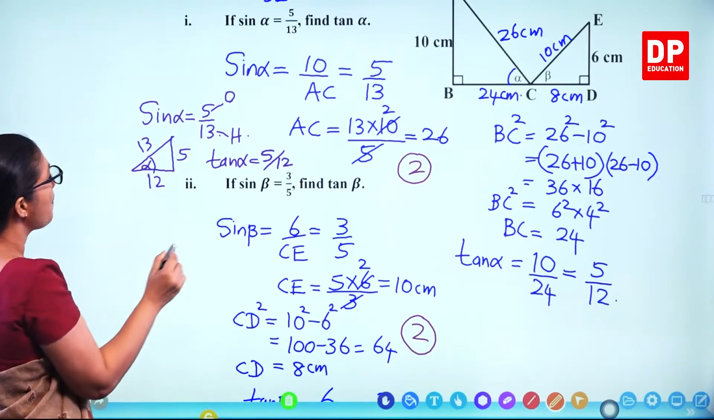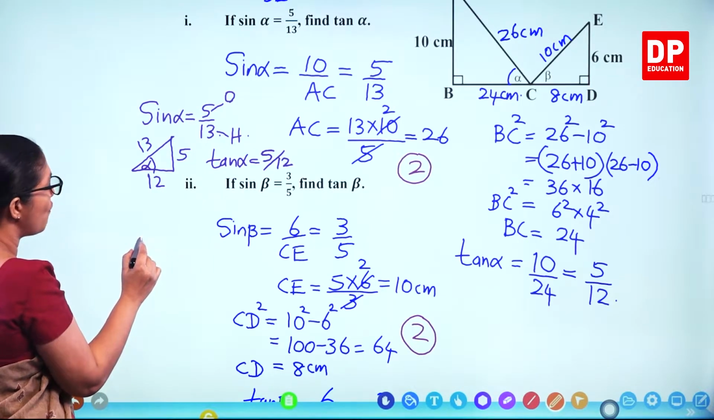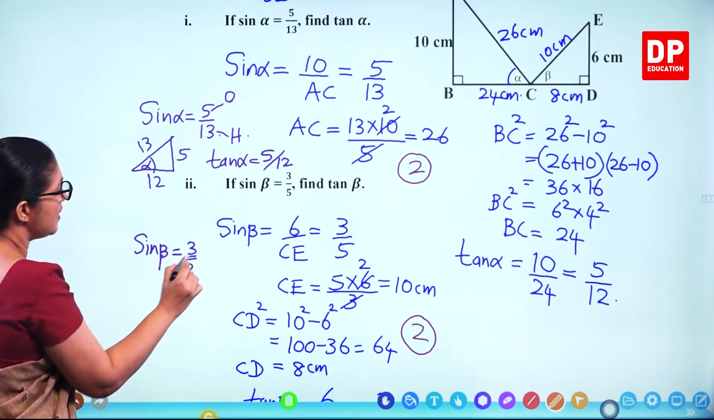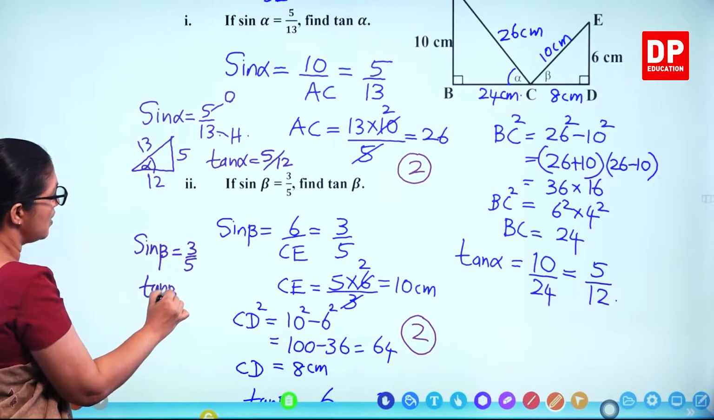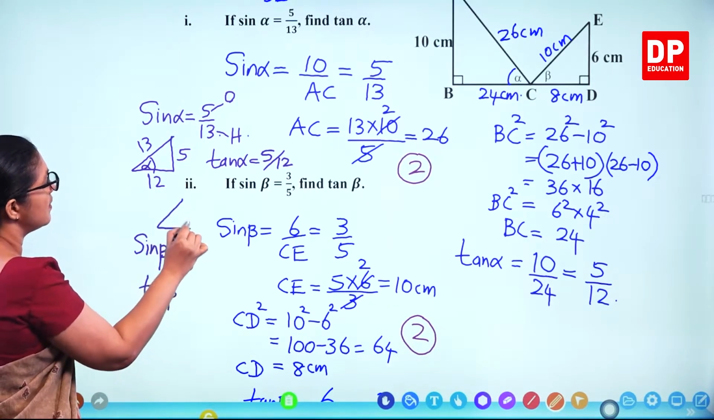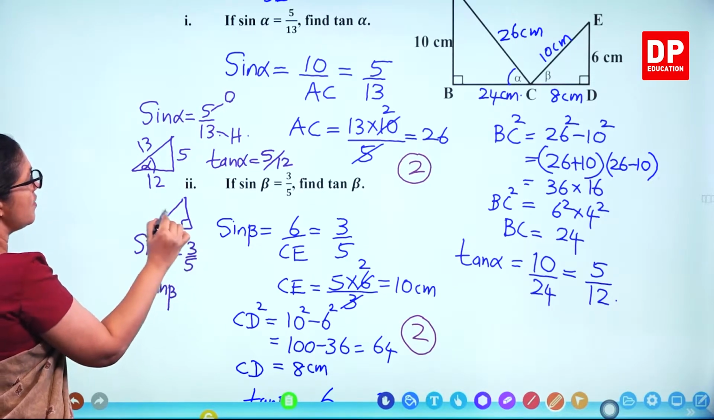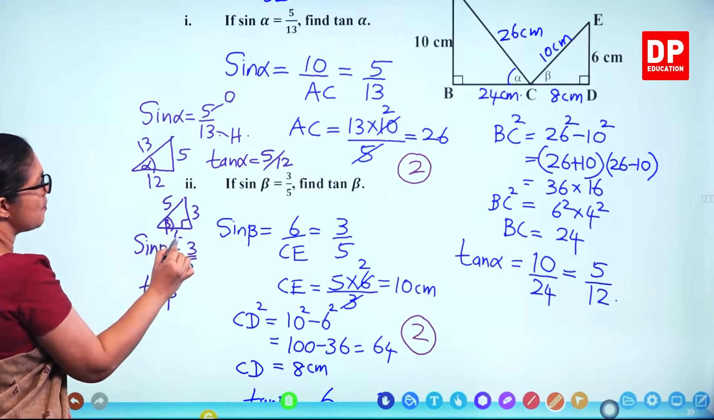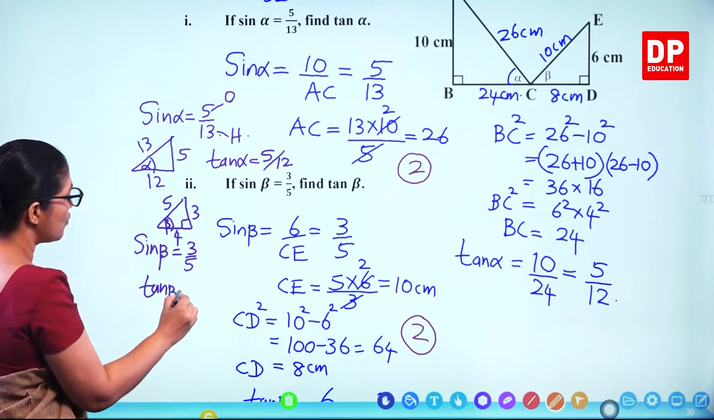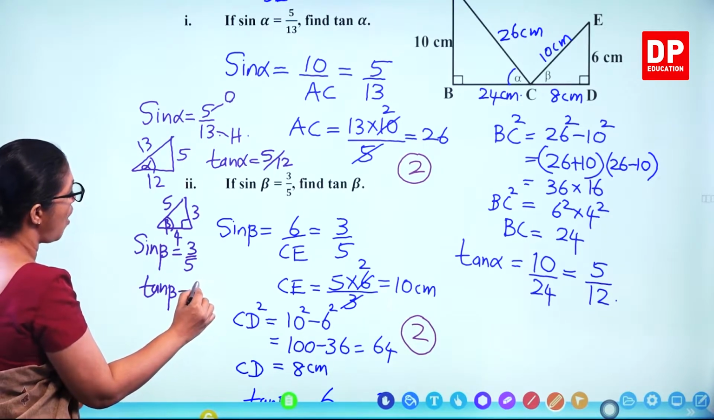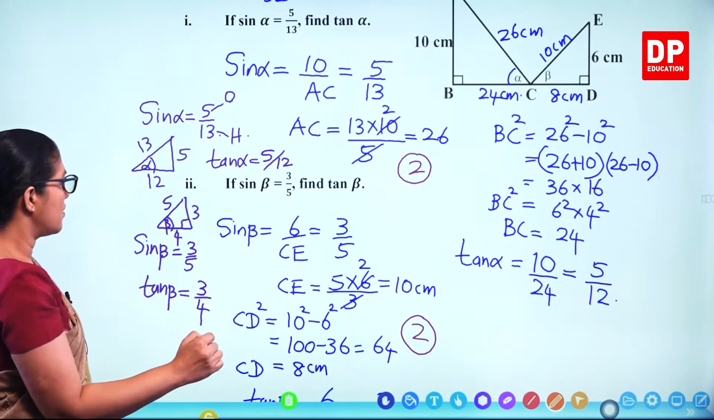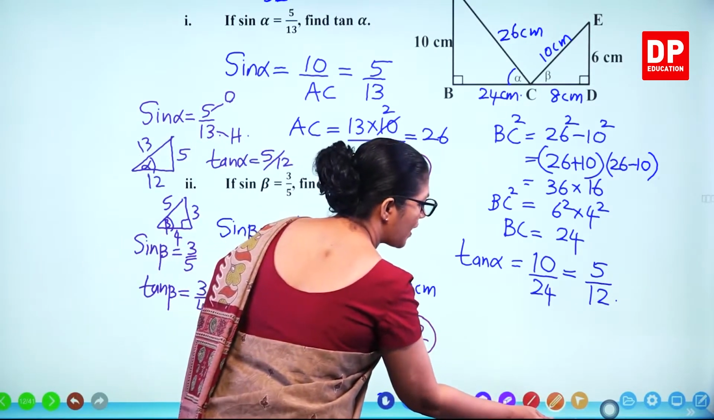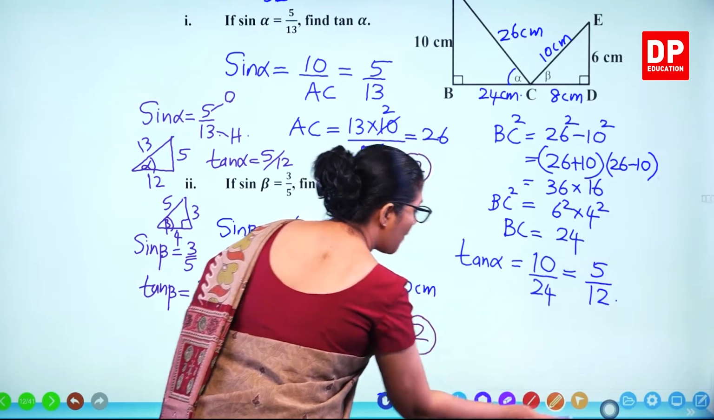Here also the same thing. Sine beta equals 3/5. Then what is tan beta? According to the triangle, 3 is opposite and 5 is hypotenuse. So this becomes 4 according to the Pythagoras theorem. So tan beta is opposite over adjacent, 3/4. That's the easiest way because you are getting 2 marks. But we completed the other part as well.